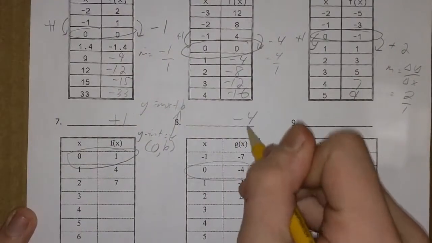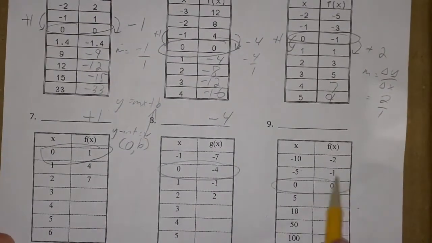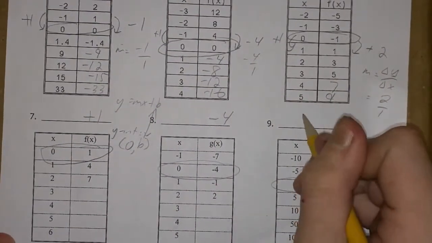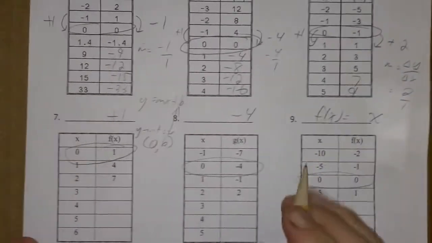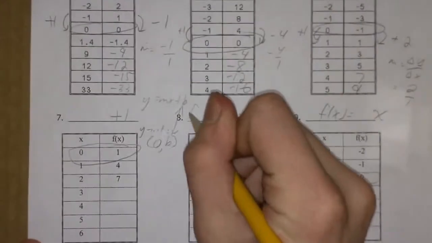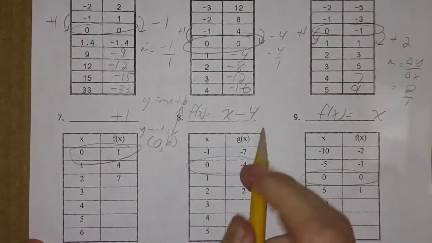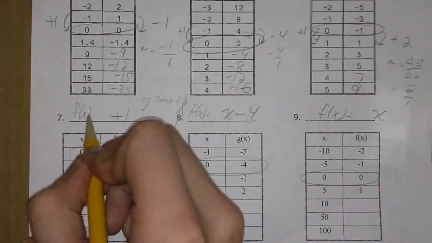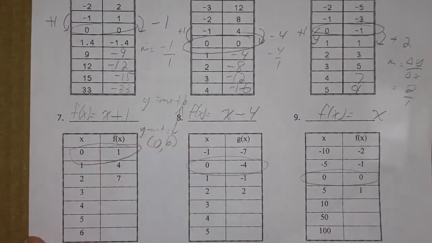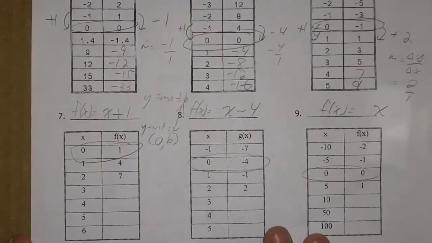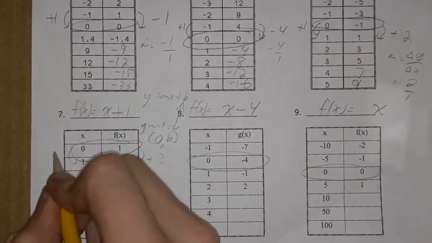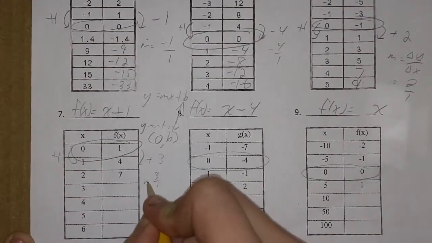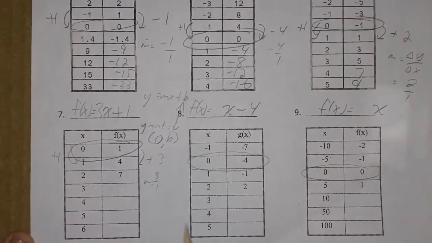0 minus 4, so we'll have a minus 4 at the end. 0, 0, we'll have a plus 0. So just go ahead and write these equations out here. Something times x. This one is going to be something x minus 4, equals something x plus 1. So let's look at our slope now. We have up by 3, up by 1, 3 over 1. So our slope is 3x plus 1.